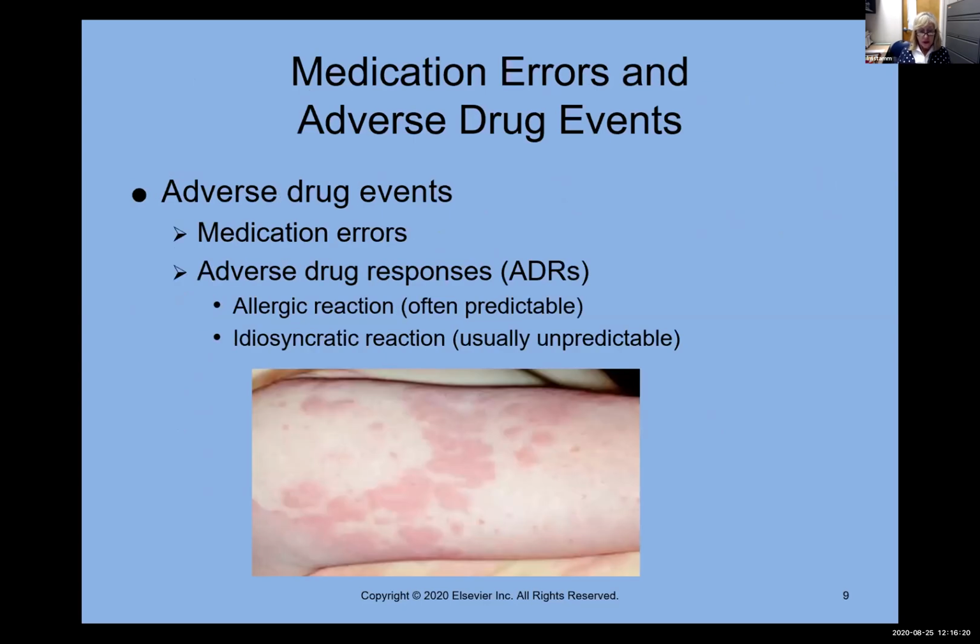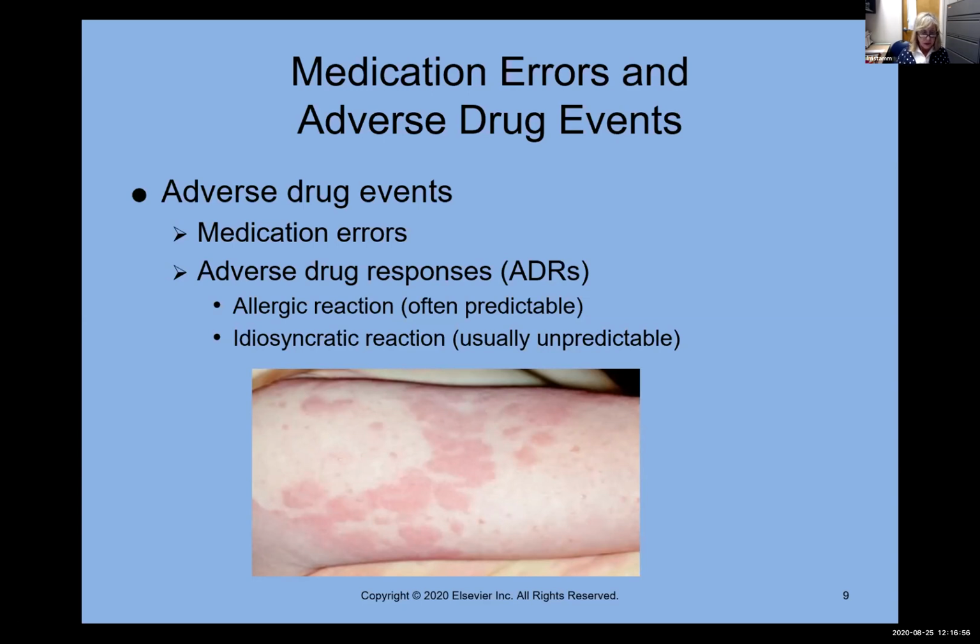It's important that you know the difference between a medication error and an adverse drug response. So a medication error, as we said, is a preventable event that may or may not cause harm to a patient. It's a preventable event. So if I go in and give the wrong dose of insulin to a patient, that is a preventable event. Something happened down the chain that was missed and the patient got the wrong dose.